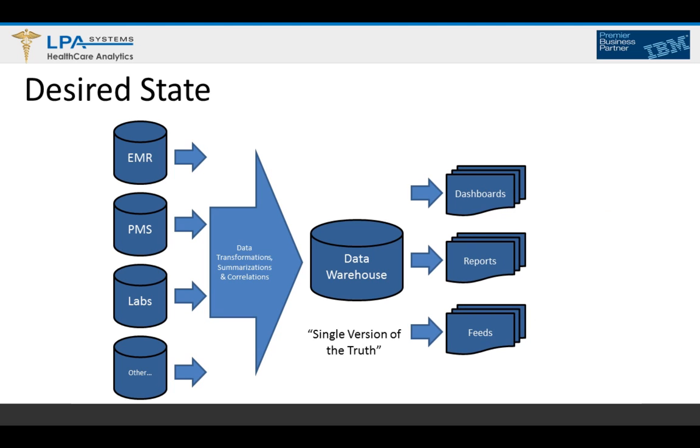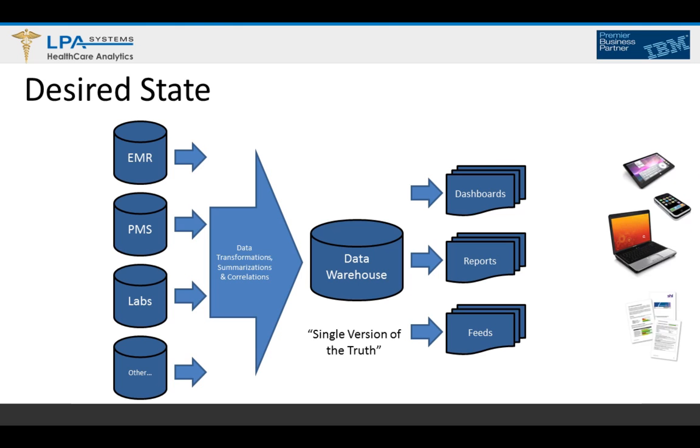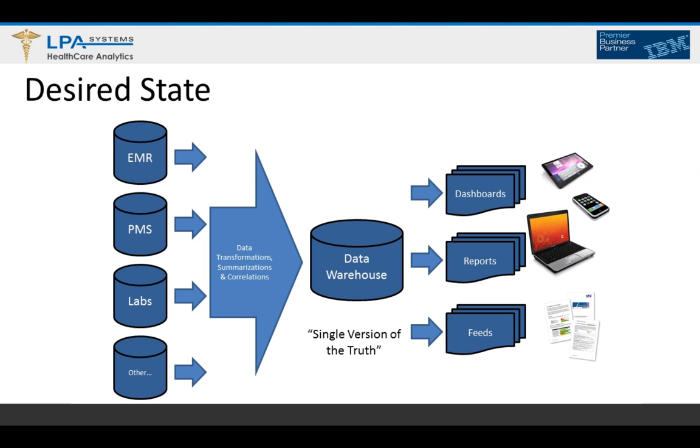Now what do we want to do with it? Well, since we have one version of the truth, we can now create multiple dashboards, multiple reports, external feeds to other systems, all coming back off of that one version, so that it doesn't matter how you're accessing the data, whether it's through mobile or through your laptop or a set of CSV files that are being pushed to some other system, the data is all the same regardless of where you are. So this is great. How do we get there?